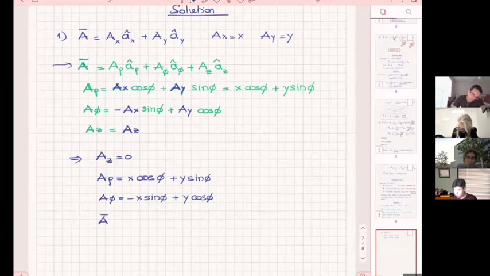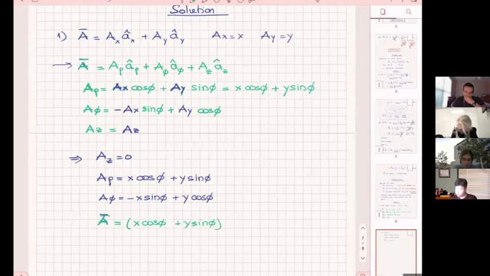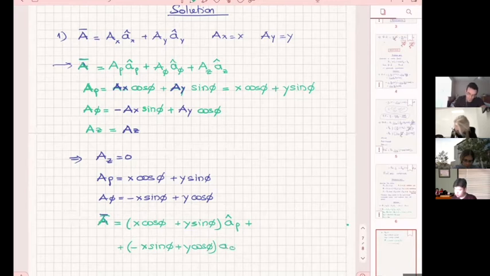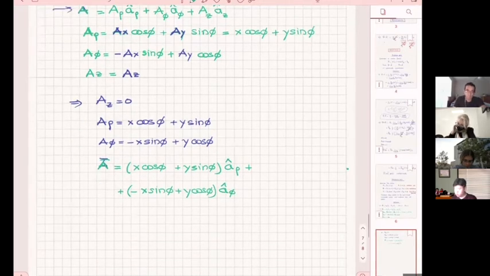And that gives you A in the cylindrical equal to x cosine phi plus y sine phi, A sub rho, plus minus x sine phi plus y cosine phi, A sub phi, plus 0. So that's what it is in the Cartesian system.